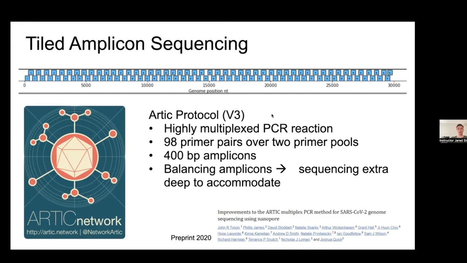And I see Jose mentioned in Slack here that now we're up to ARTIC V5. That's true. That's the newest iteration of the protocol.